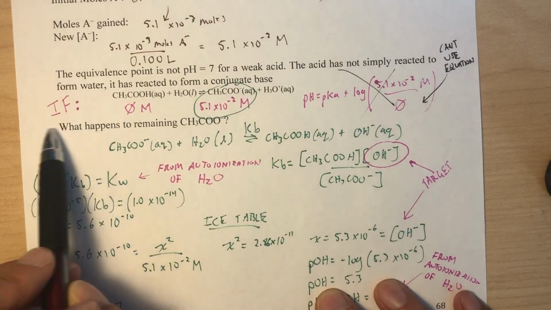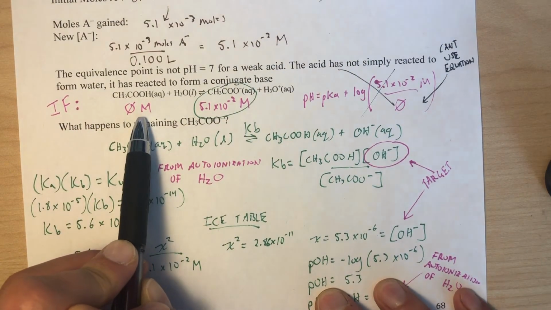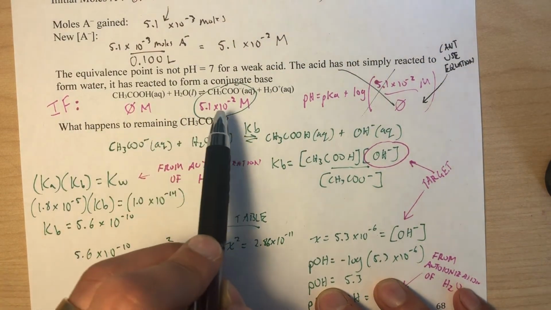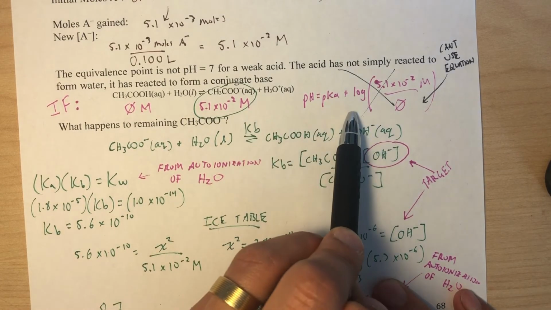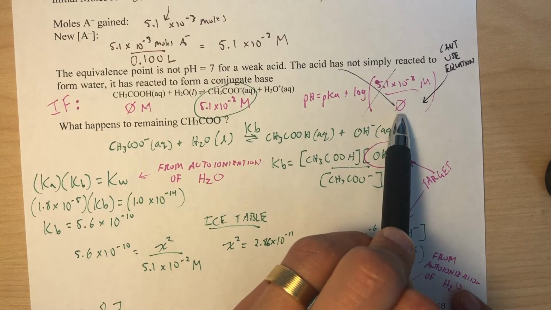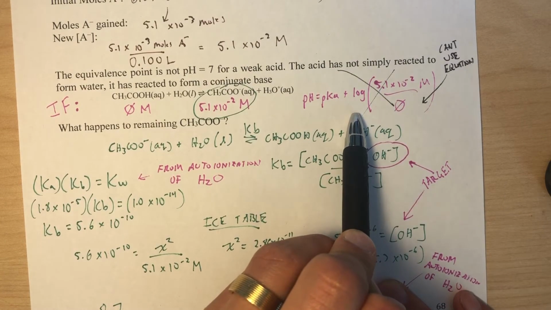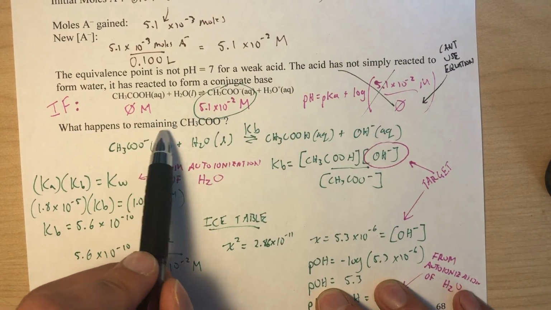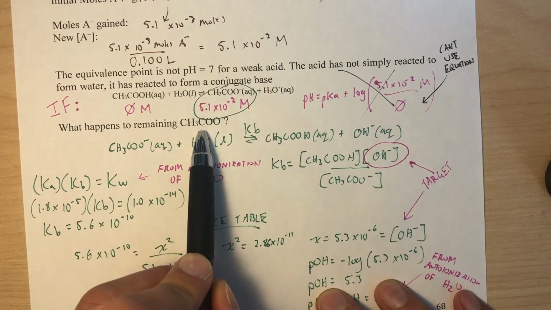So if we were to continue as normal, we would see that acetic acid is equal to 0 molar because all of it's gone. We have 5.1 times 10 to the negative second molar of acetate. If we tried to use the Henderson-Hasselbalch equation, we would have HA 0 in the denominator, and we can't use this equation because we can't divide by 0. So what happens to the remaining CH3COO-, our conjugate base A-?